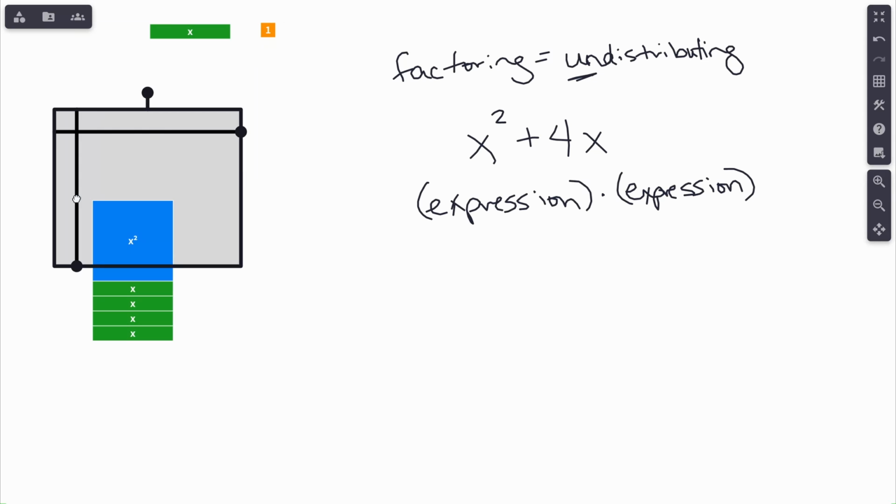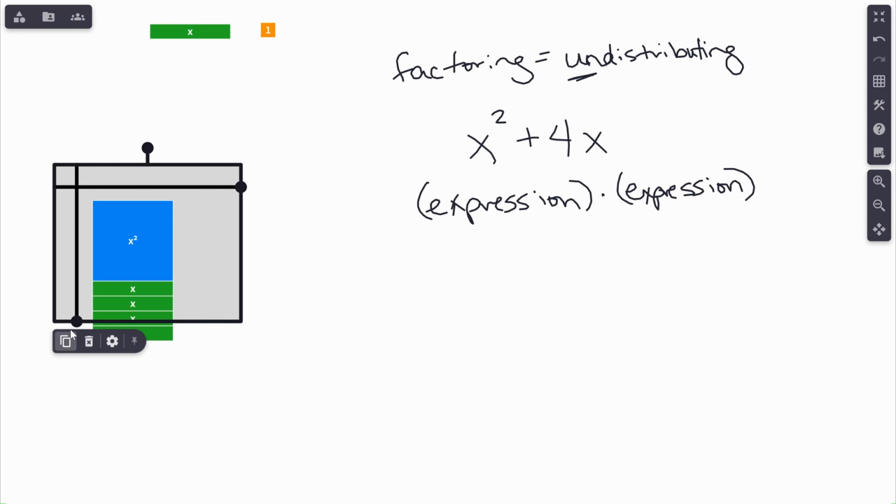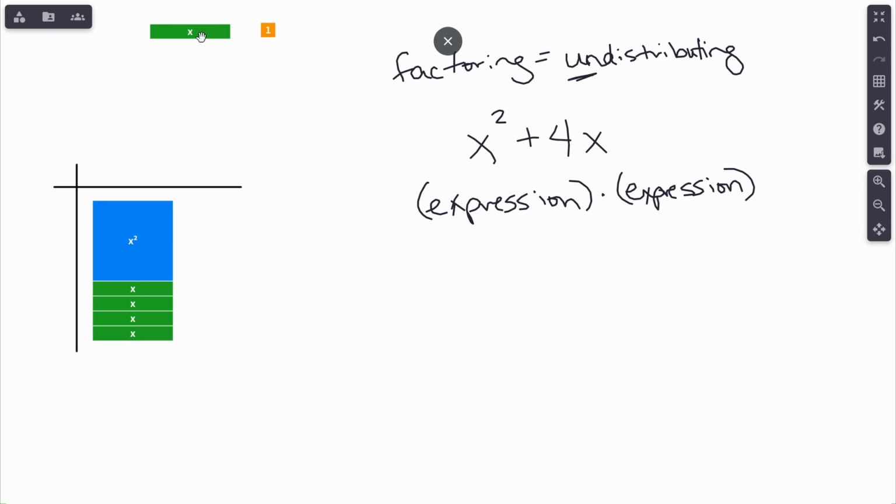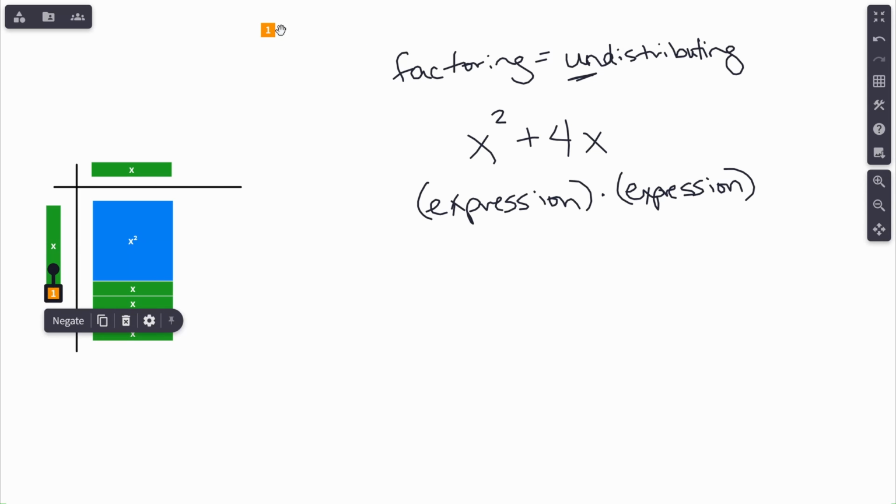So let's do that rectangle. What does that rectangle say? Let's make this a little bit bigger. What I have with this rectangle is an x along the top and an x plus 4 more along the sides. So it's x plus 4 tall and x wide, and you can see that here.